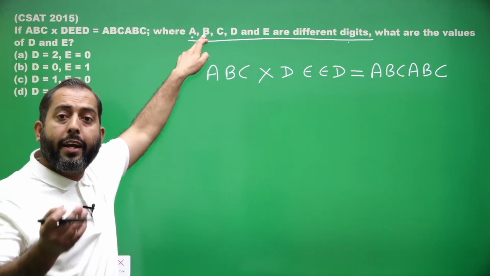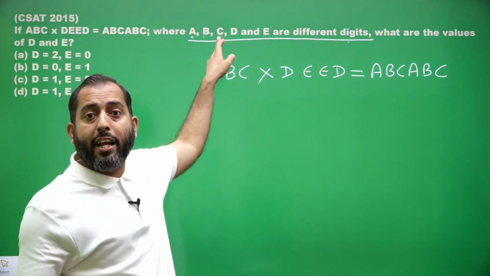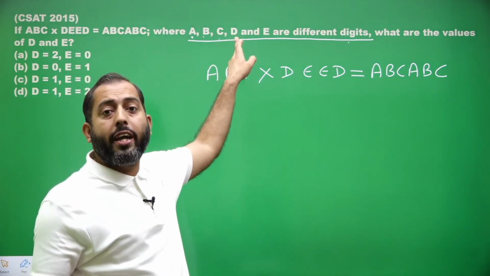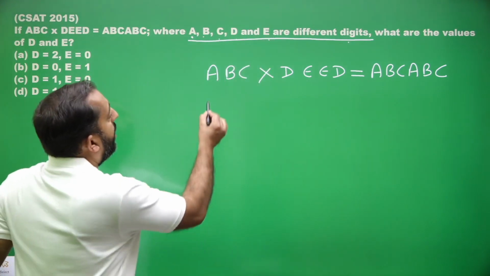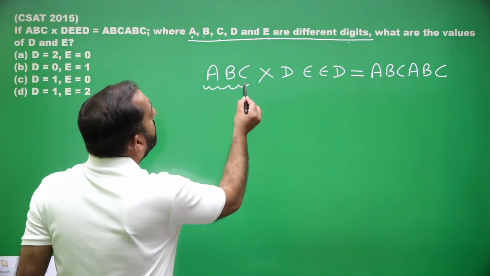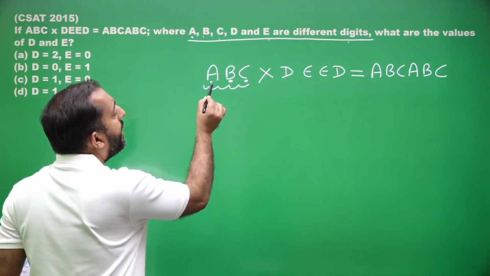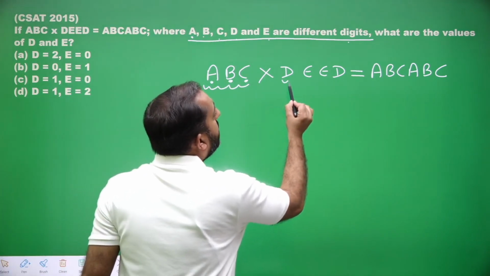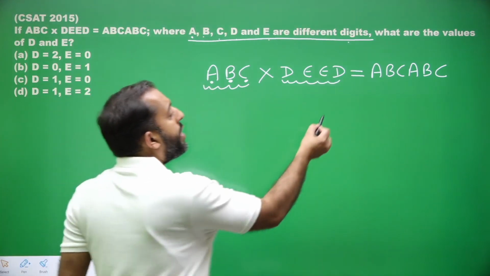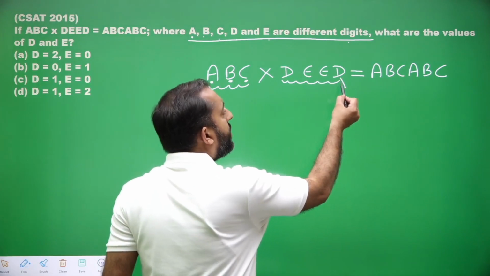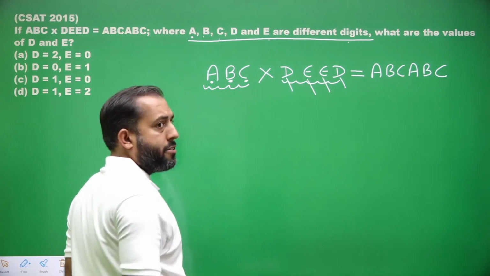Similarly, B cannot take any value more than 9. C cannot take any value more than 9, D cannot take any value more than 9, and E cannot take any value more than 9. This means ABC is a three-digit number where C is the units place, B is the tens place, and A is the hundreds place. D double E D is a four-digit number where D represents the units place, E is the tens place, the second E is the hundreds place, and D is the thousands place.